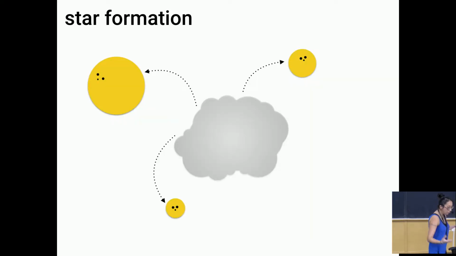All right, so we have a gas cloud, and out of it come stars. Some of the stars are the size of the sun, or the mass of the sun. Some of them are much smaller. Some of them are much bigger.